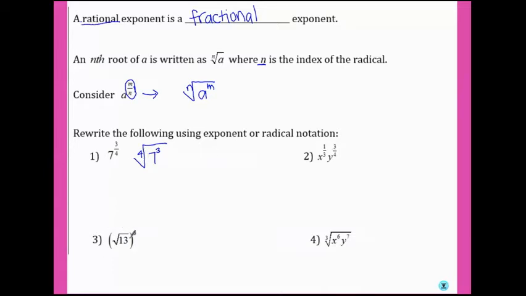In number 3, we have the 6th power of the square root of 13. So even though our index isn't written there, we know that it's a 2 because it's a square root. So we have 13 to the 6 over 2 power. Can we simplify this fraction? Yes. So we're going to make it 13 to the third power.